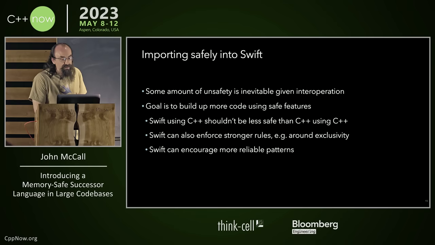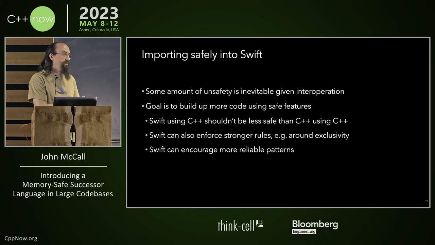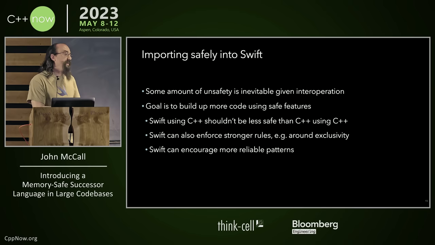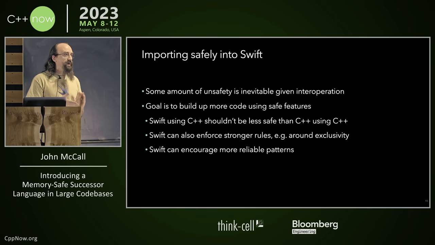So we want using a C++ interface from Swift to be at least as safe as using it from C++ would be. And ideally safer, because we will be enforcing rules on it, like exclusivity. So if the C++ code happens to benefit from knowing that things don't change out from under it, which most C++ code does, that will automatically be guaranteed when the caller is Swift.